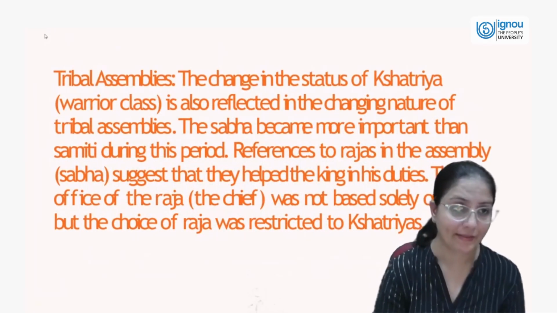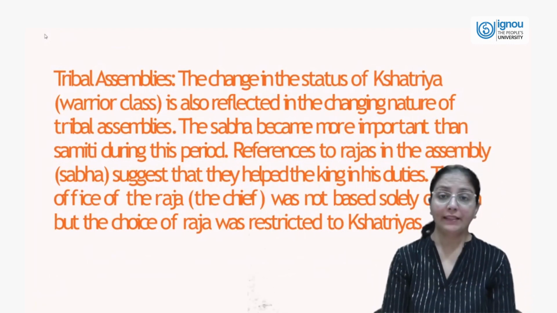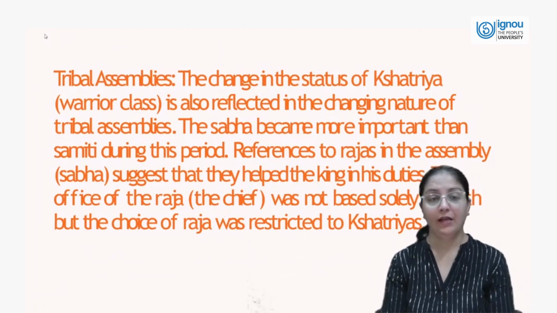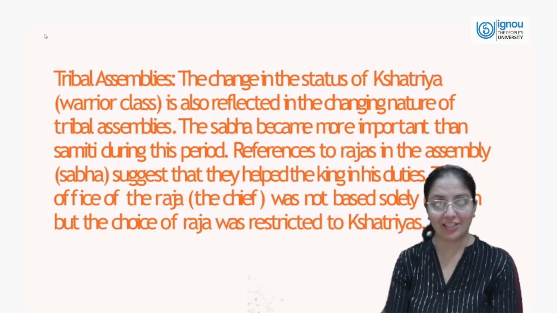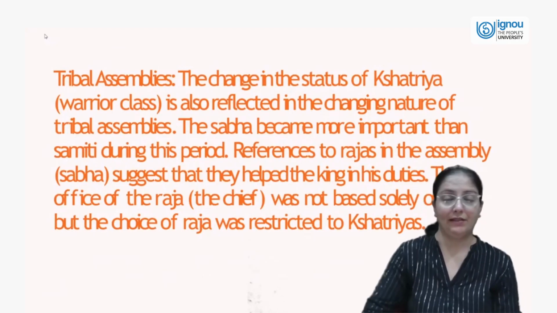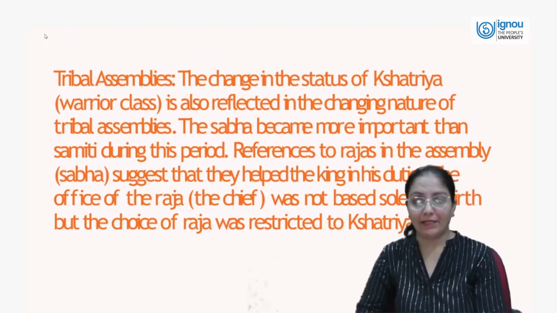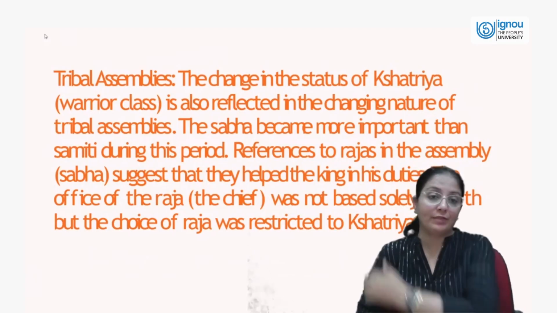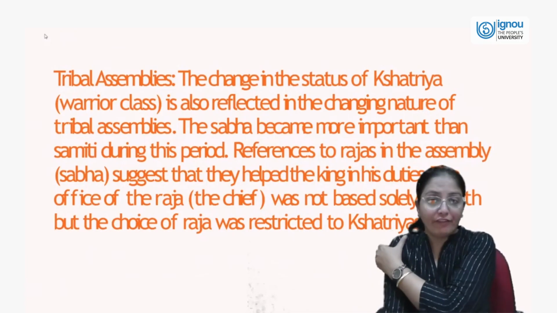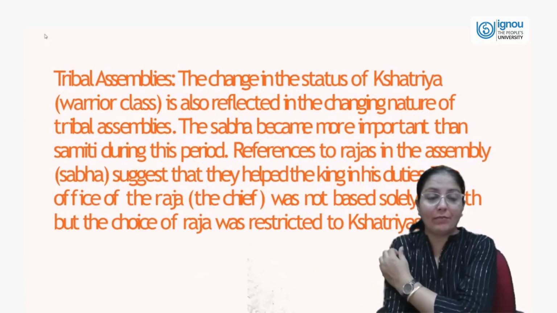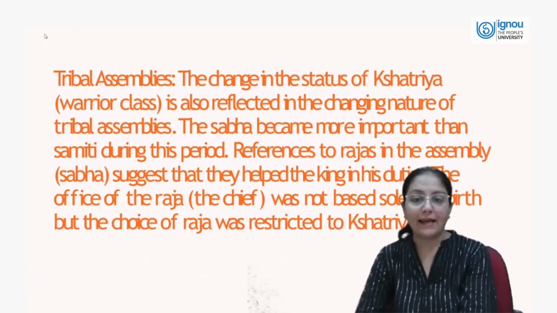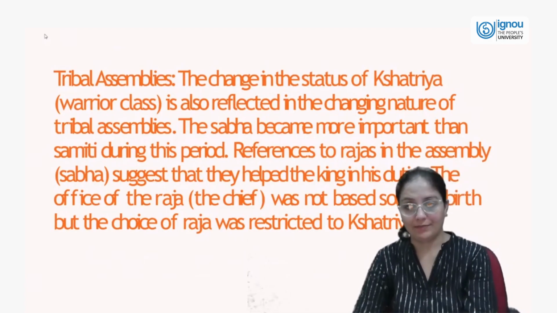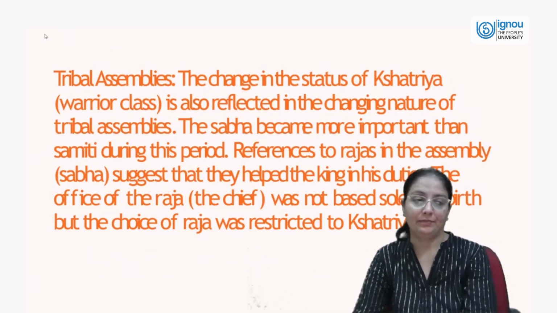Tribal assemblies. The change in the status of Kshatriya is also reflected in the changing nature of tribal assemblies. The Sabha became more important than Samiti during this period. References to Rajas in the assembly suggest that they helped the king in his duties.